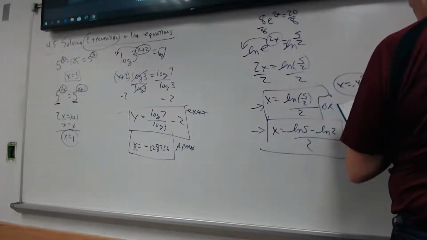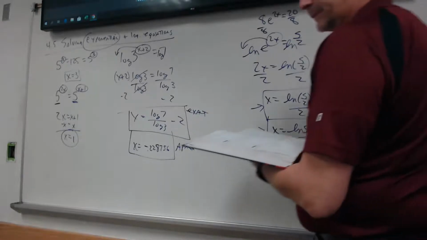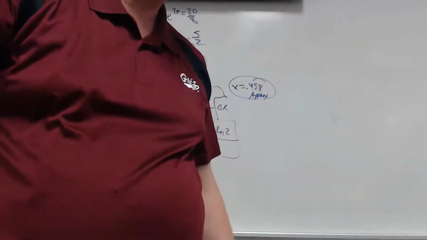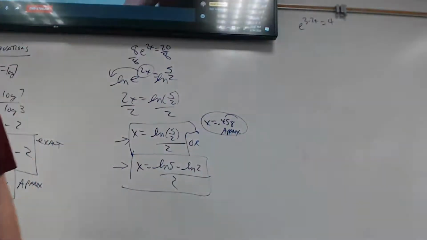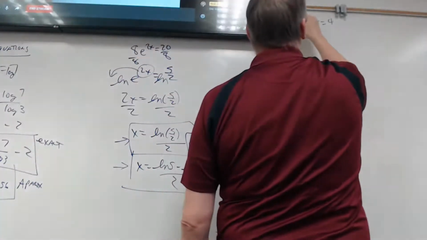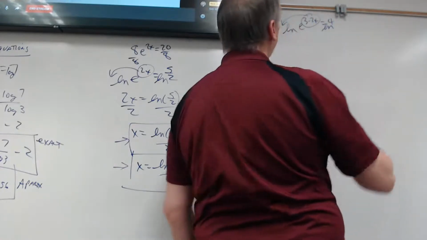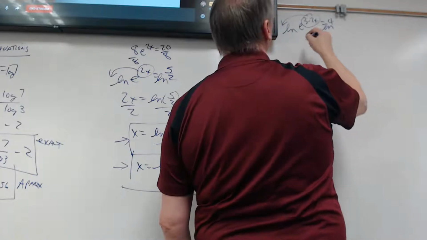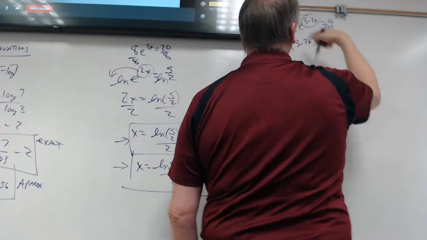e to the 3 minus 2x equals 4. How would you solve that? Oh, I'm off camera. Okay. Holly, it must be your turn. Would you take the natural log? Take the natural log, that would be good. Natural log from both sides. This moves out front, right? So I'm going to get what? 3 minus 2x equals the natural log of 4, because the e and the ln go away.